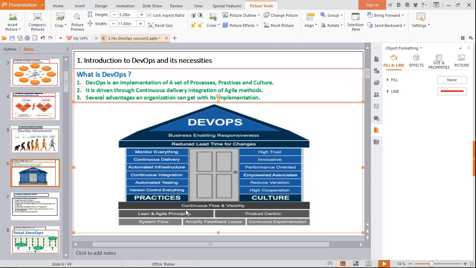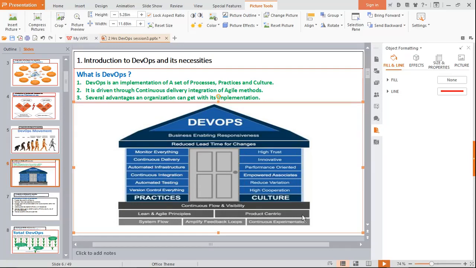And continuous flow and visibility. Whatever project we are doing, we are monitoring through these practices. When it comes to continuous flow and visibility, it happens obviously by using monitoring everything. So continuous flow of the activities and tasks needs to be shown under dashboards for visibility. And lean and agile practices need to be there. Obviously before coming to the DevOps movement itself, those were planned and under practice.